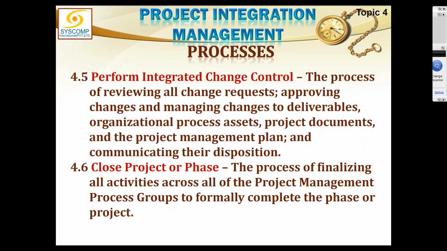So all the 5 process groups happen in every phase. Every phase is initiated, planned, executed, monitored, controlled, and closed. Therefore, close project or phase means that this applies to the project as well as to the phase. This is the process of finalizing all activities across all of the project management process groups to formally complete the phase or the project. So these are the 5 processes, a brief definition of these 5 processes.